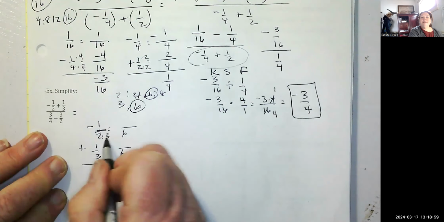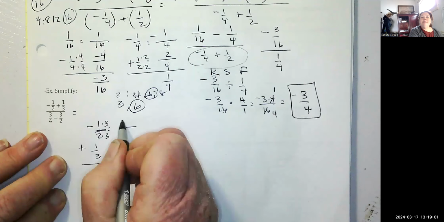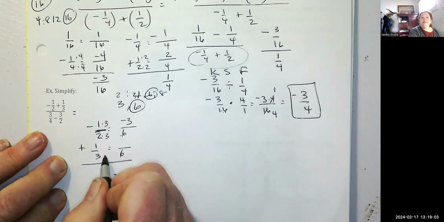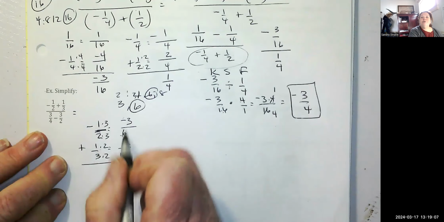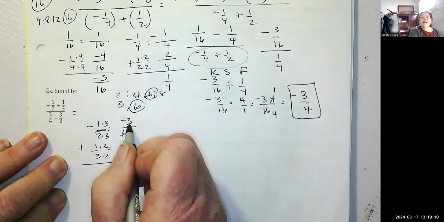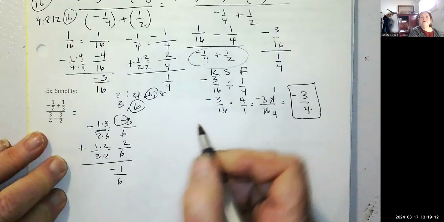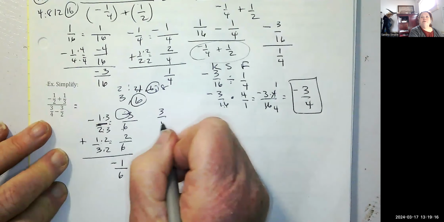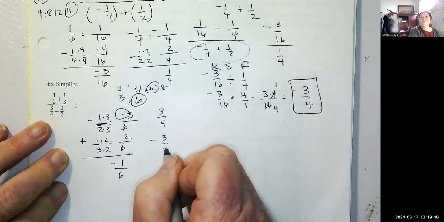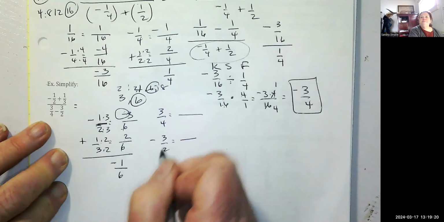2 times 3 is 6. Negative 1 times 3 is negative 3. 3 times 2 is 6. 1 times 2 is 2. The signs are different, so we subtract and take the sign of the larger number. And then that's going to be divided by, we'll take 3/4 minus 3/2.